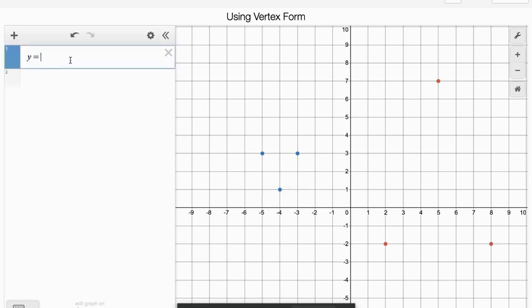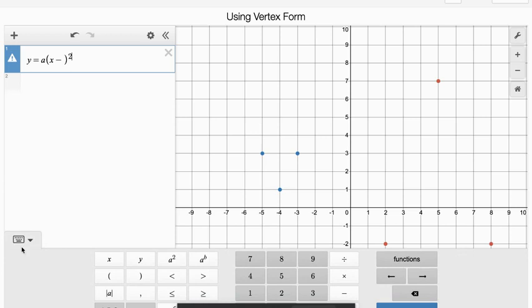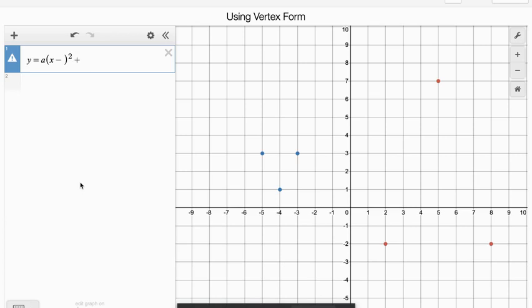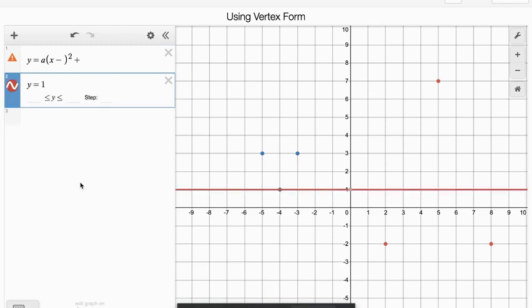If you remember, my format is a times (x minus something) to the second power. If you hold shift and then hit 6, that's going to create a second power. Or you can click the keypad and click this a to the second, and that'll do the same thing. So here's our format. Now what I'm going to say is always start with the a value as 1. Eventually we'll look at adjusting it, but for now it's a good base.